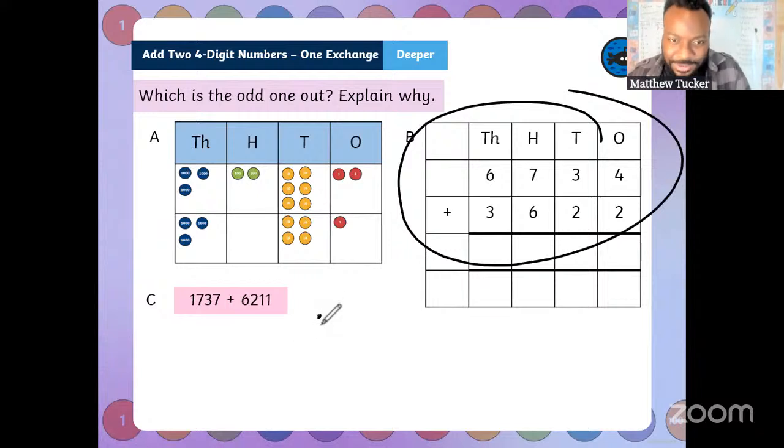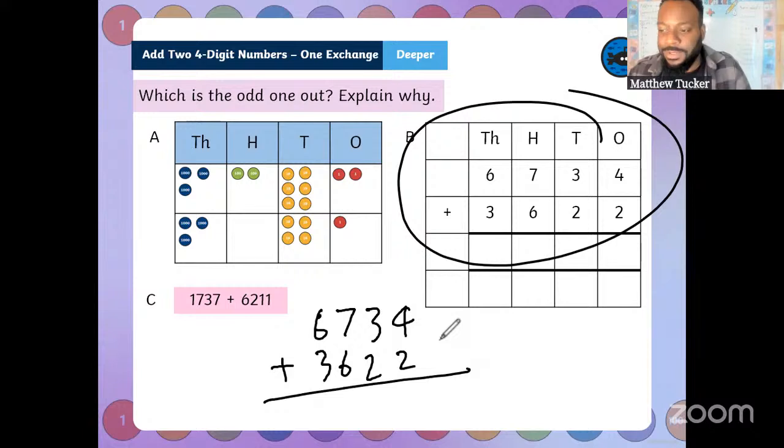So we've got thousands, hundreds, tens, and ones. So I'm going to write 6,734. And I need to add that to 3,622. Giving you a bit of a head start. Let's race. Okay, so 4 and 2 is going to be 6. Good. No regrouping needed for this one because it's less than 10. 3 and 2 is 5. Good. 7 and 6 is 13.